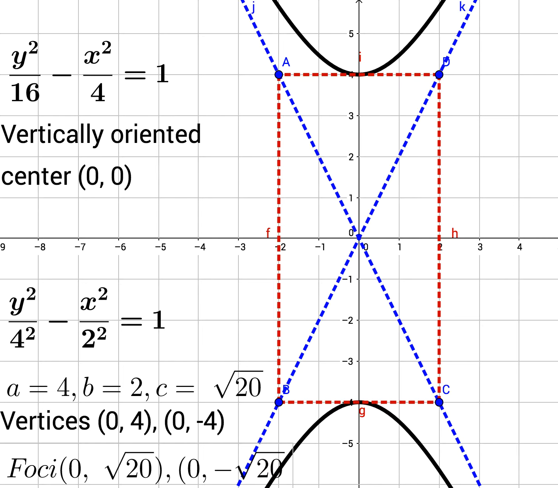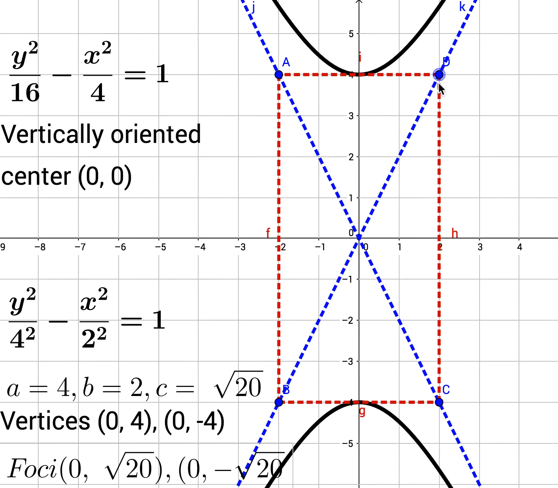Last information, asymptote. How do I find the asymptote? That's the main reason why we drew the rectangular box yesterday. How did I draw the rectangular box? I identified the vertices. So we have 0, 4 and 0, negative 4. And then the conjugate axis. So b is giving us b units away from the center, b units away from the center. That's how I define my rectangular box.